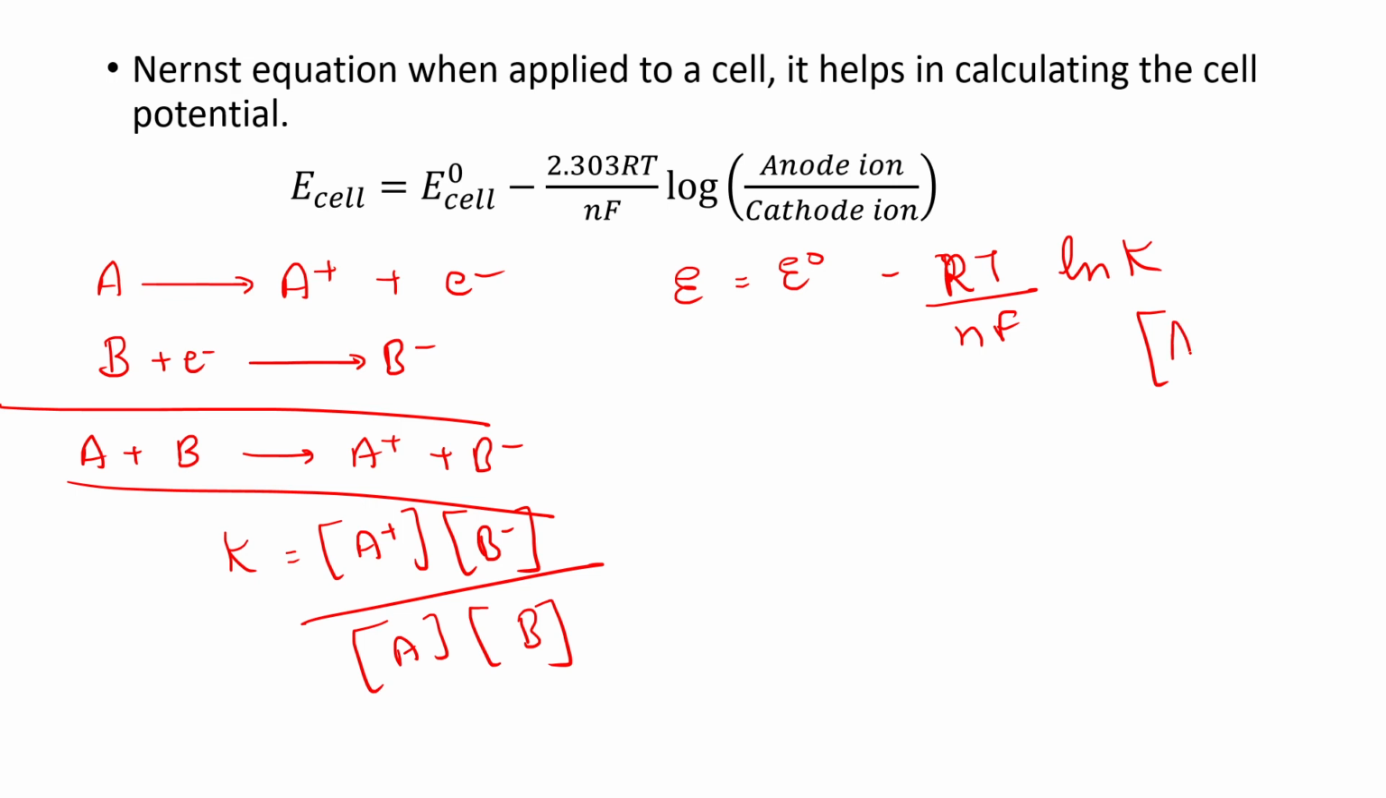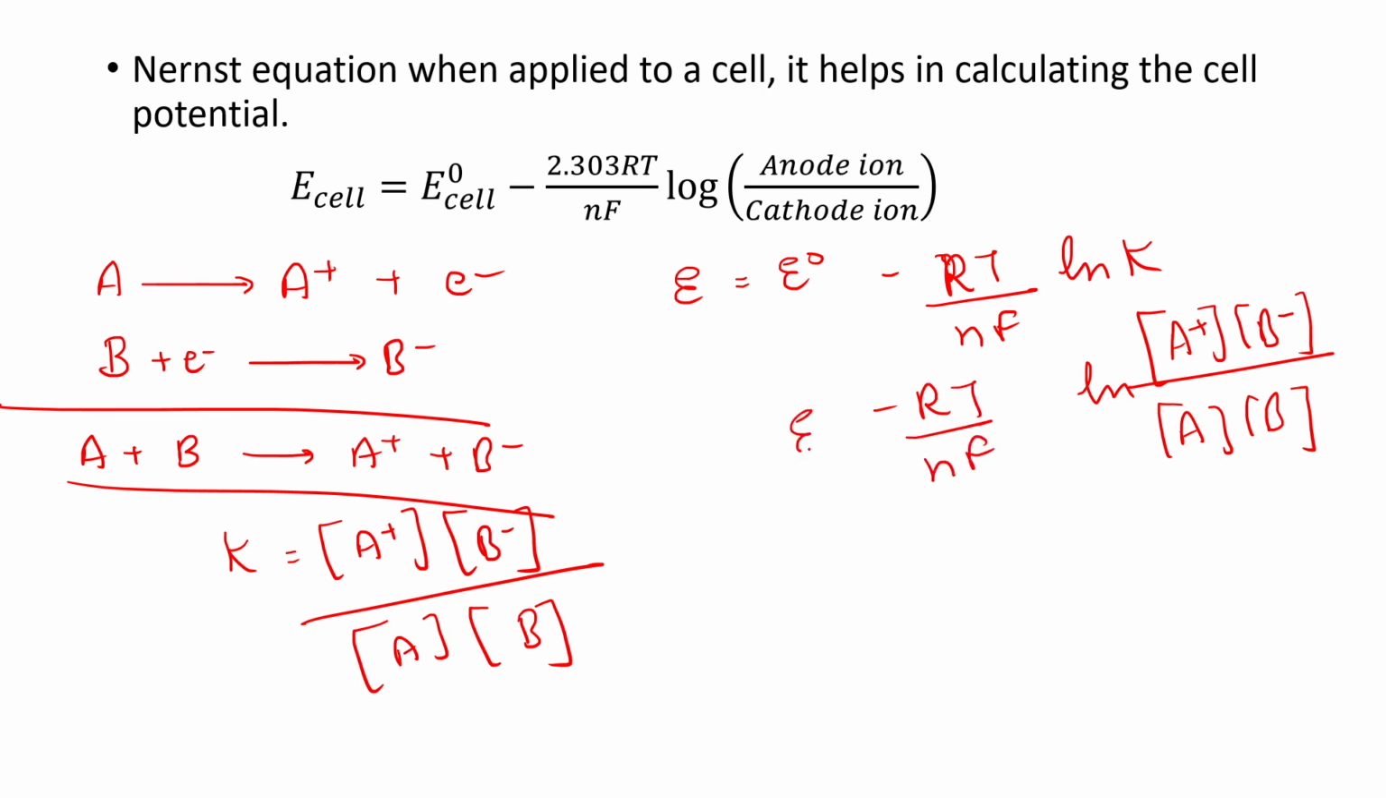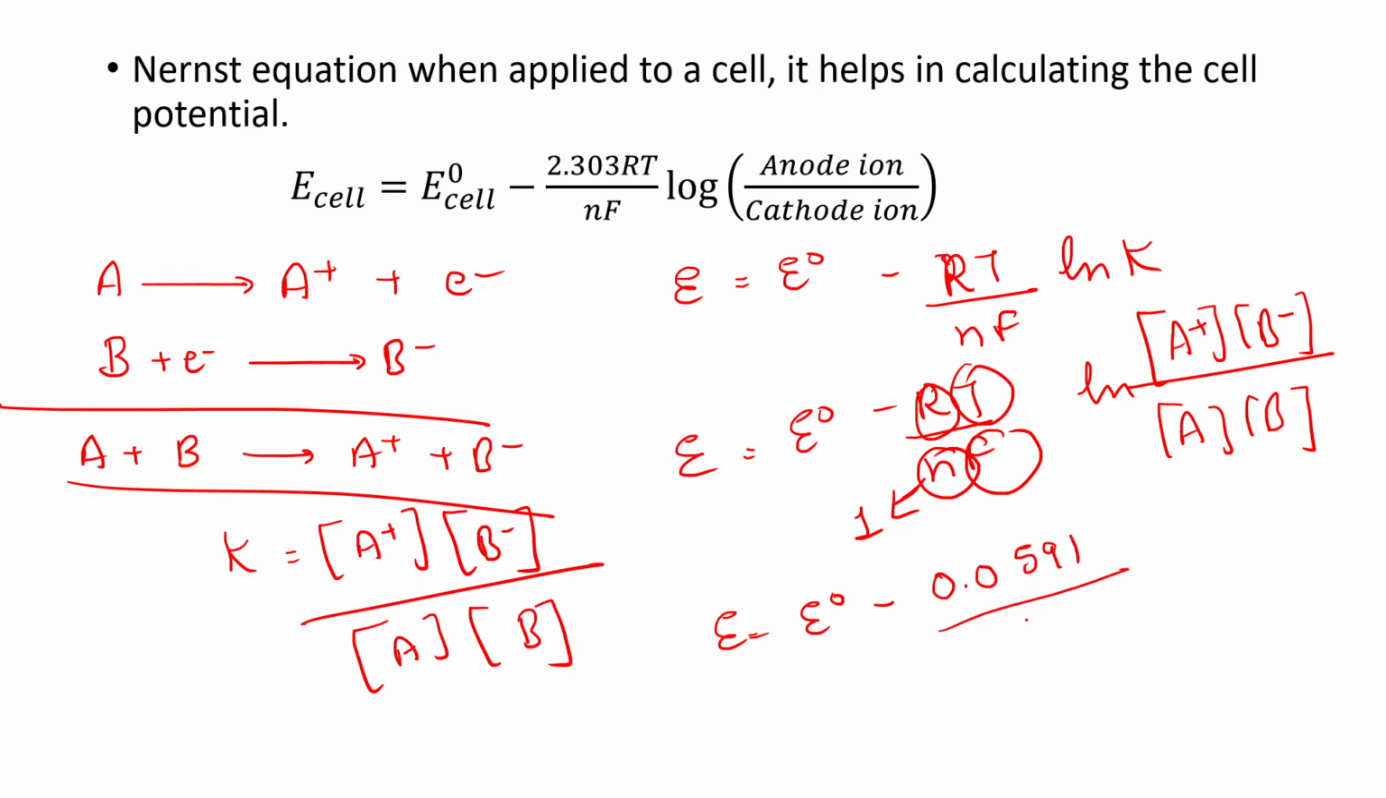So you are supposed to write A positive, B negative over A and B, in the equation E is equal to E naught minus RT by NF ln. The number of electrons involved in the reaction is 1. R is the gas constant, T is the temperature, F is the Faraday constant. If you put in all the values over here, the value comes out to be 0.0591 divided by N, where N is 1.